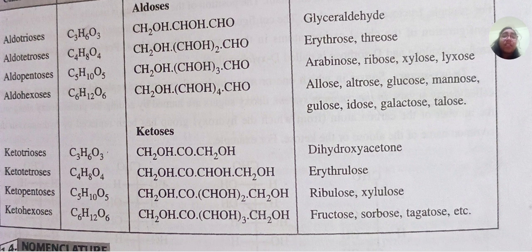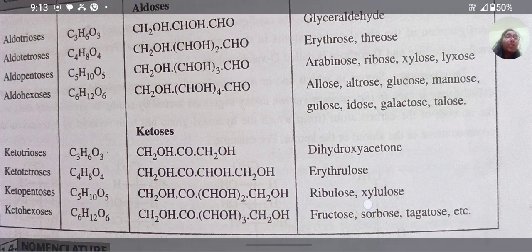Ketotrioses, C3H6O3: CH2OH CO CH2OH, dihydroxyacetone. Ketotetroses, C4H8O4: CH2OH CO CHOH CH2OH, erythrulose. Ketopentoses, C5H10O5: CH2OH CO (CHOH)2 CH2OH, ribulose. Ketohexoses, C6H12O6: fructose, sorbose, tagatose, etc.